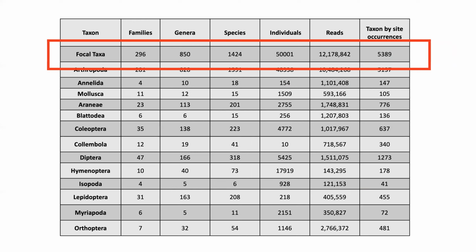Now, the number of individuals in that study is actually taken from the images. What this is saying is that I had to look at 50,001 individual images and make some kind of statement about what I thought it was. Across the data set, there's almost 5,400 taxon by site occurrences.